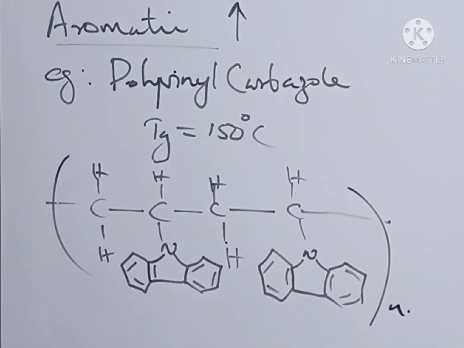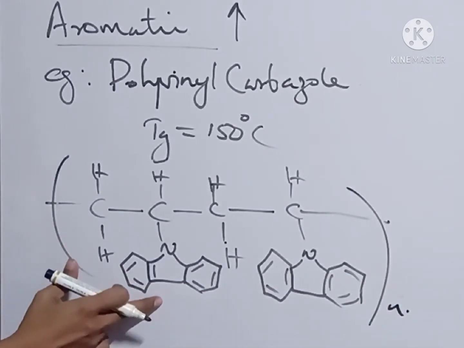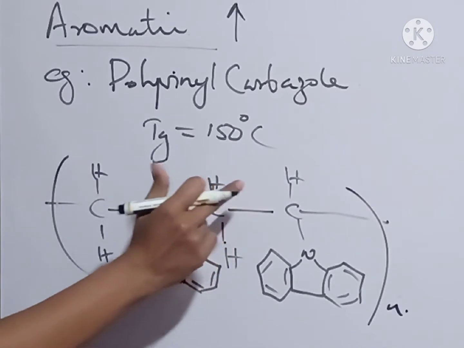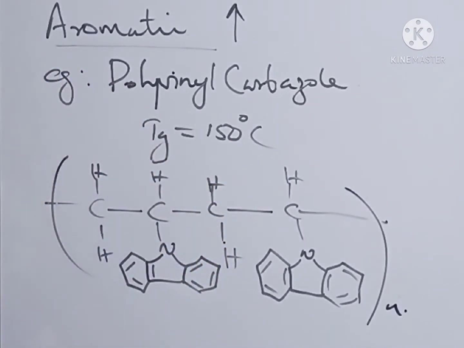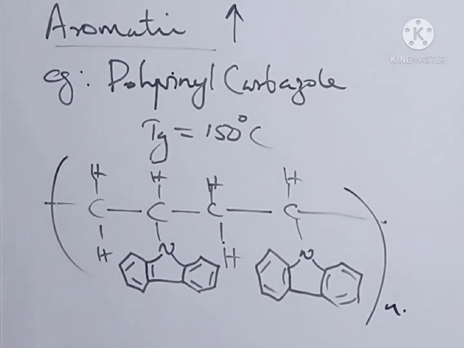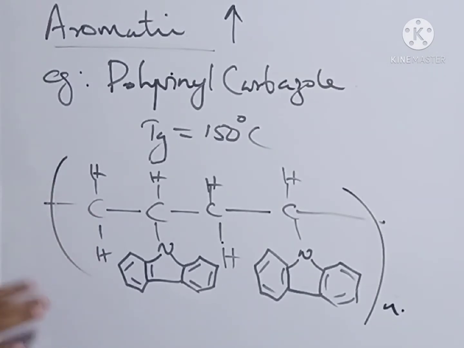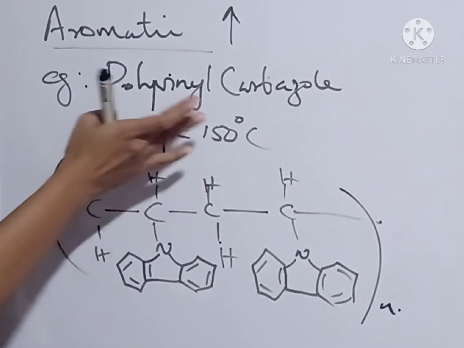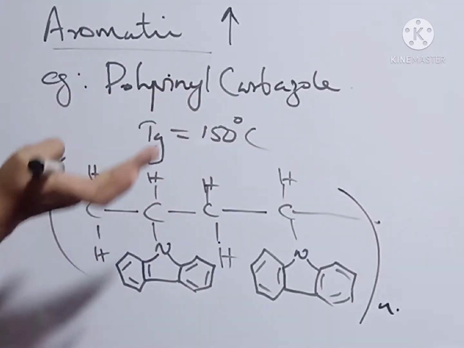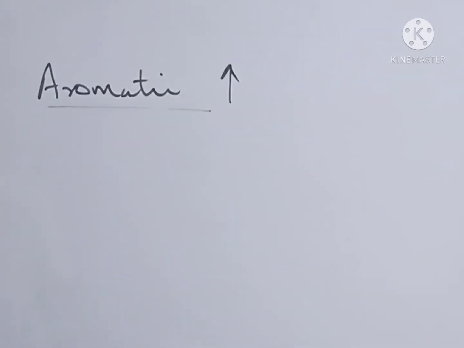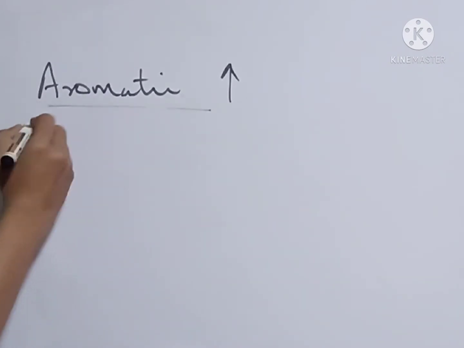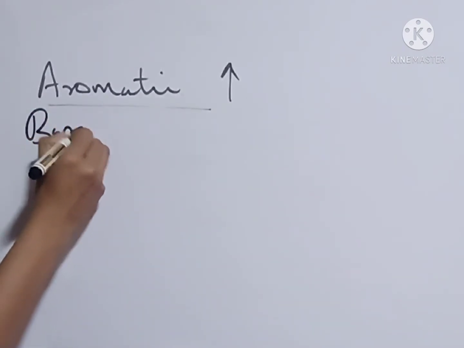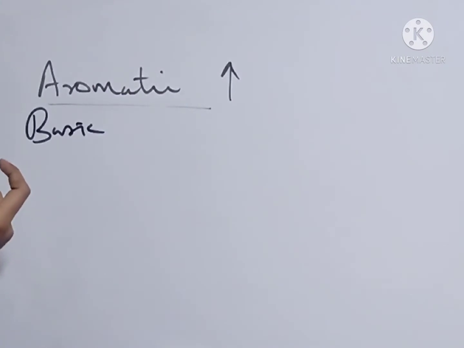Here the presence of the aromatic group in the polymer chain increases the bulkiness of the polymer and hence the segmental movement reduces. So the glass transition temperature increases to a value of 150 degrees Celsius. In the same way, an aromatic ring in the basic skeleton also increases the glass transition temperature.